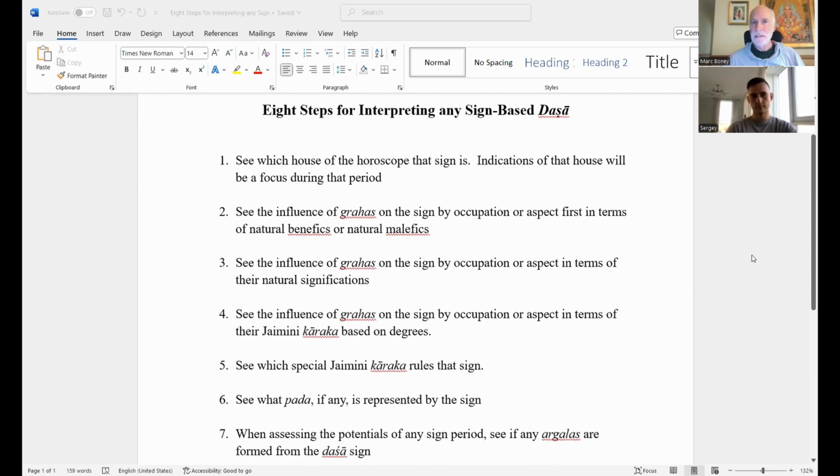But the first step here is a very simple step. Every sign in the horoscope is going to be related to some house. So when a person is running the major period of some sign, it's going to pertain to some house of the horoscope. What that means is that all the indications of that house will really come into focus during that period. And you can predict just on that basis.